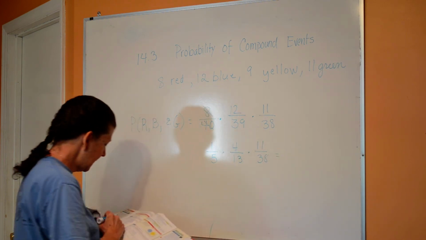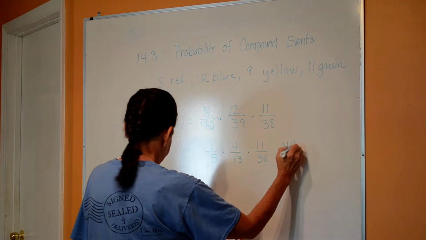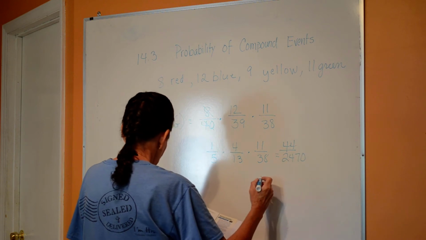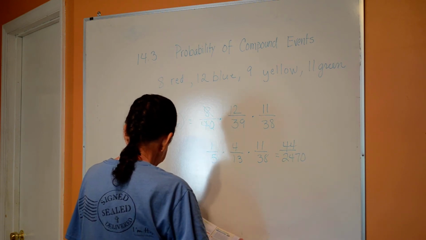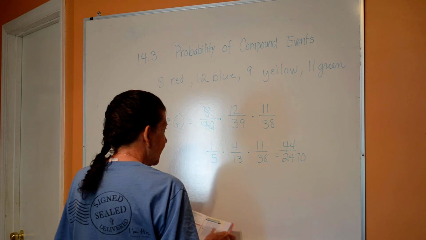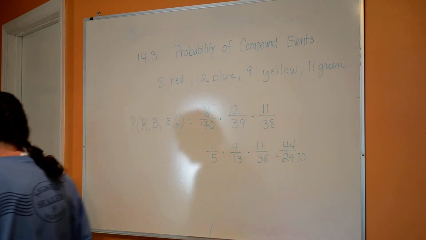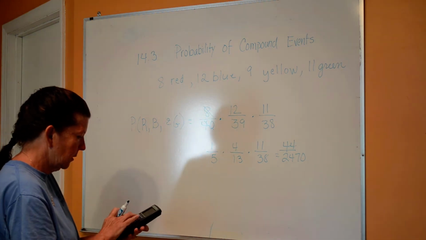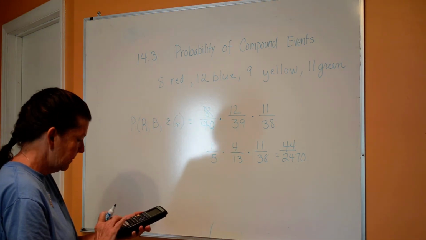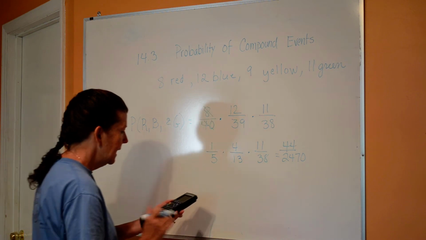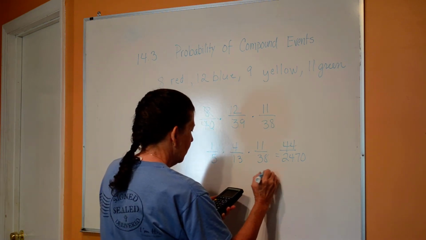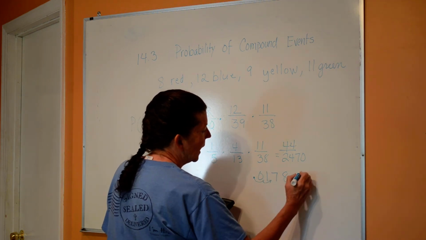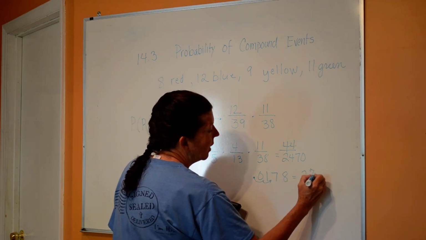Okay, so when I multiply that out, I'm going to get 44 over 2,470, which I can divide out. Actually, I can reduce it, but I can divide it out on my calculator and find out what the percent is. So 44 divided by 2,470 is going to give me 0.0178. I'm going to move my decimal 2 places to the right, and it's going to give me, rounded off, 2%.